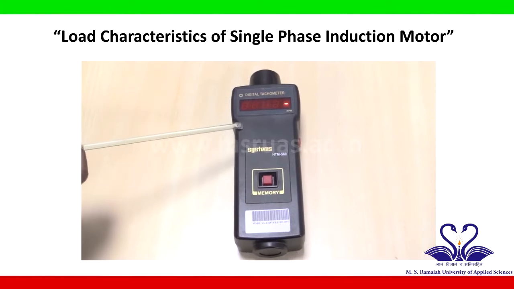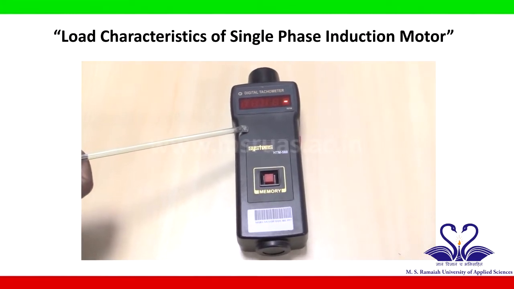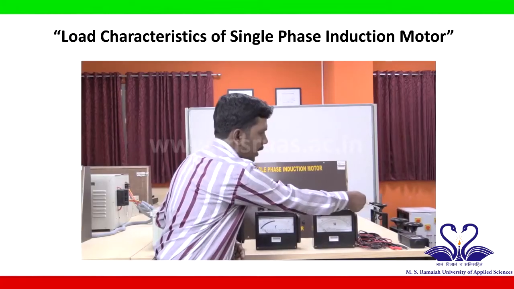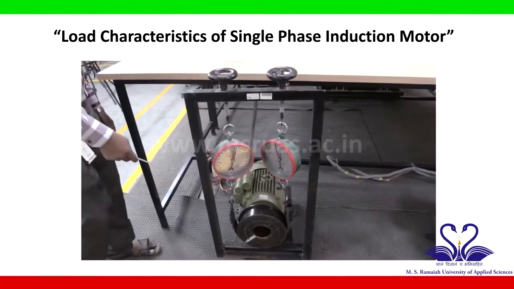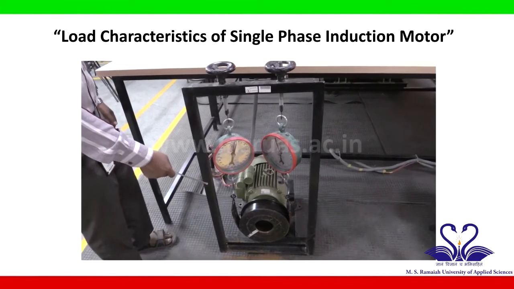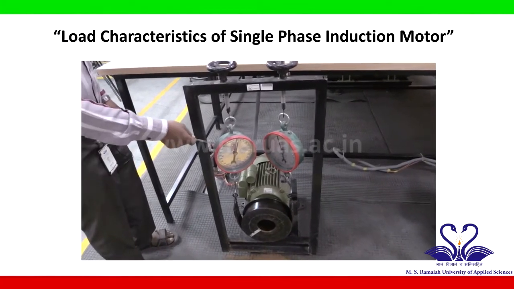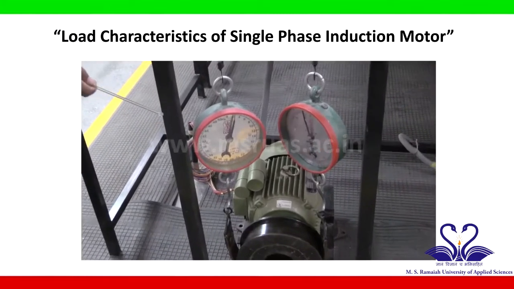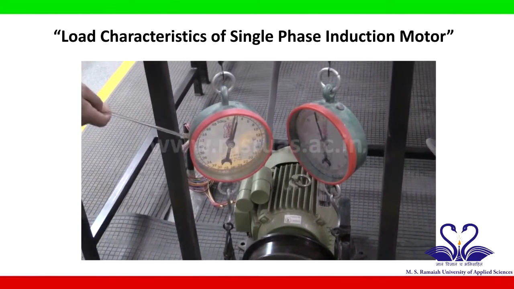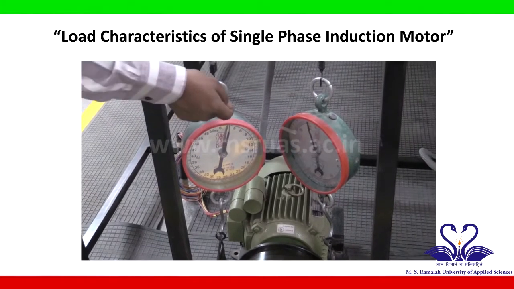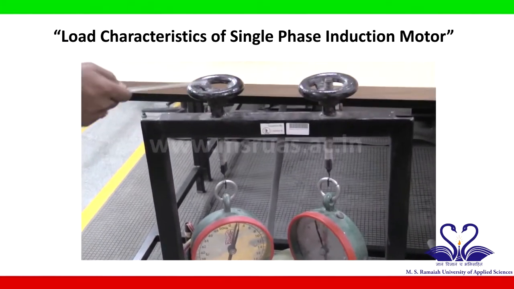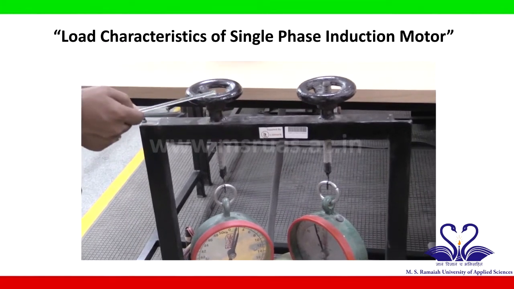Tachometer, this is the digital tachometer. It is used to measure the speed in terms of RPM. And mechanical load arrangement, this is a 2 HP single phase induction motor with the mechanical load arrangement. Here the output is the mechanical load, so that we will apply the load in terms of the kgs with the help of these two spring balances, and these are the two variable knob positions to apply the load.